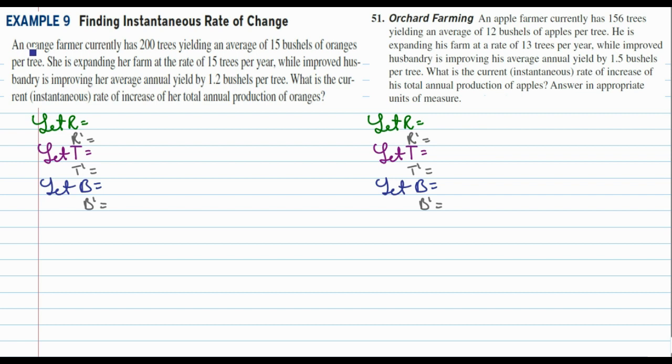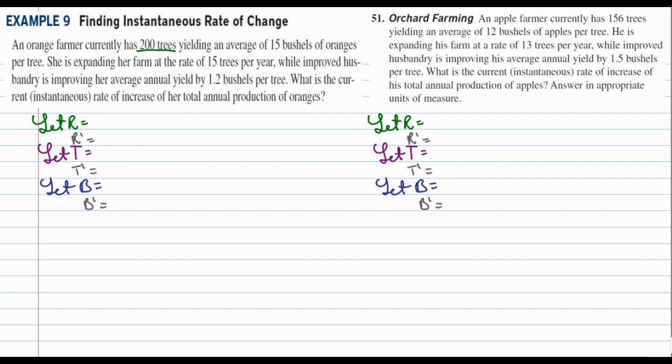So example 9: an orange farmer currently has 200 trees, yielding an average of 15 bushels of oranges per tree. So 200 trees is an amount of trees. However, it is changing. Right now she has 200 trees, but next year she's going to have more, and the year after that she's going to have more. And they yield, or produce, an average of 15 bushels of oranges per tree.